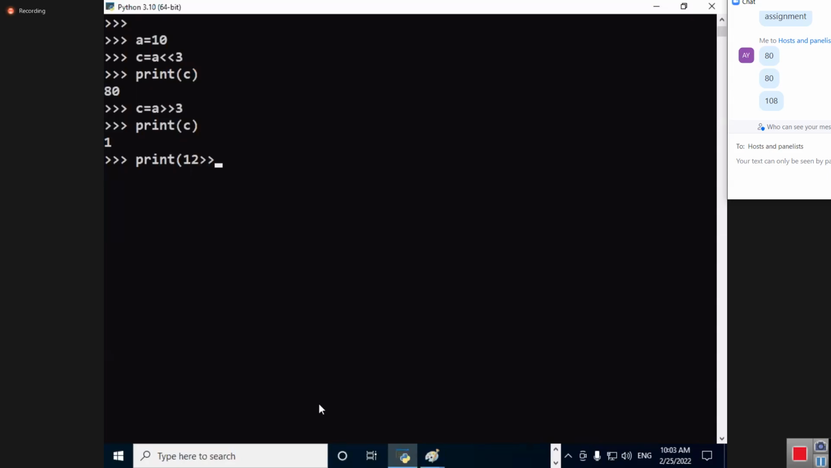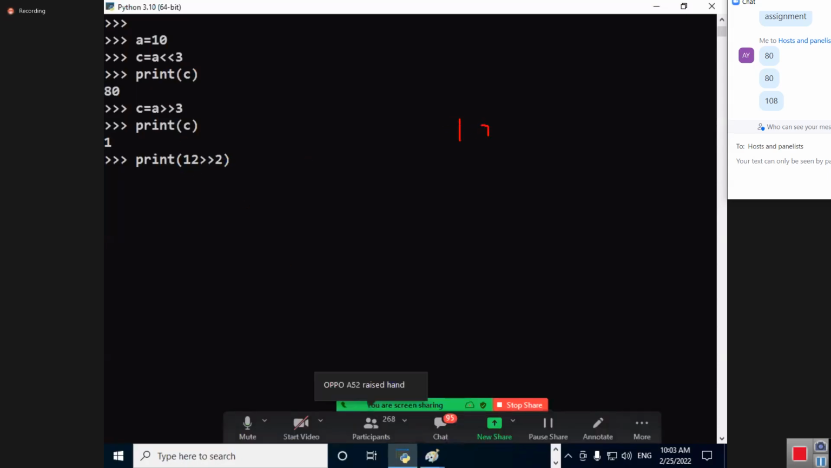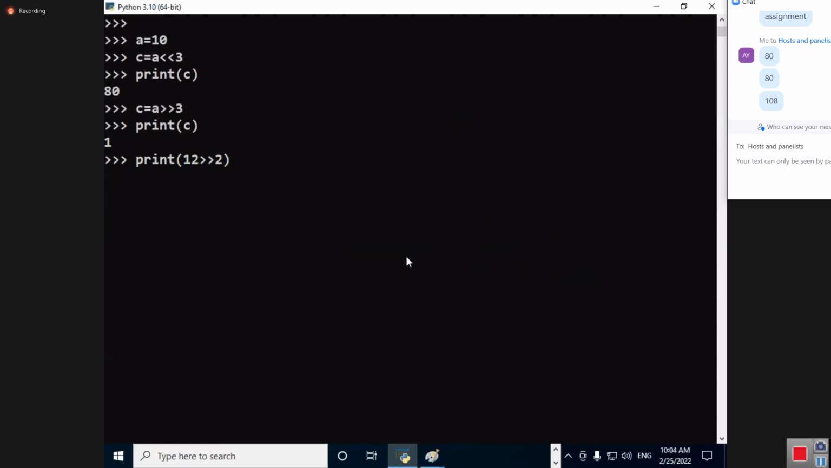Once again, directly I am writing print of 12 right shift 2. Why this much time, boss? 12 by which operator? First of all, right shift. 12 by 2 squared, 12 by 4, 3. Why are you thinking so much? Even Guido did not think this much when he was developing Python. So take care of that. 3.